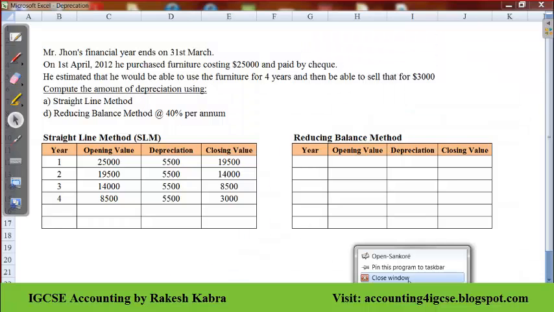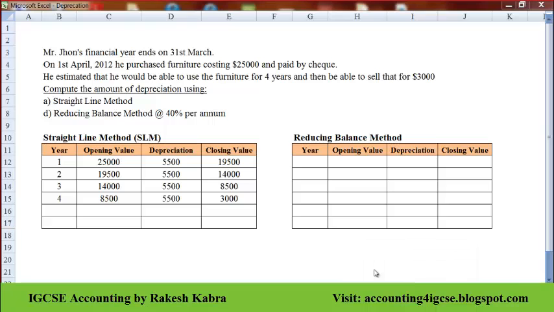Now the same question I am going to solve again, and this time I will apply which method? Reducing balance method. Agree? Now see, year first, second, third and fourth year. Now what is the opening value? 25,000. Now we have to apply depreciation. Now see what is the rate of depreciation given here? 40% per annum. See here, this is part D actually. In D point C, what is given here? Reducing balance method we need to apply.